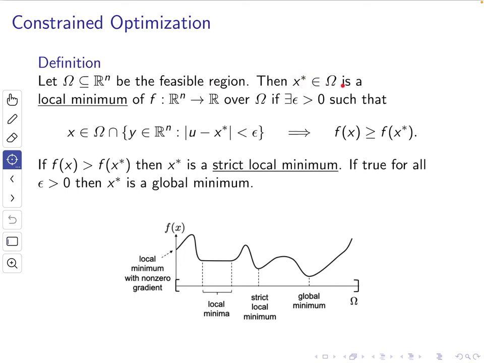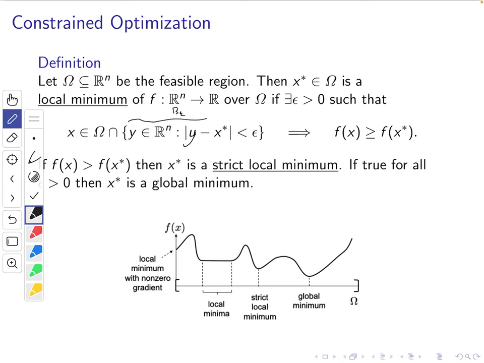Then x star in omega is a local minimum of f over omega if there exists an epsilon such that, for all x in omega intersect an epsilon ball around x star, that is, all of the elements y of Rn that are within epsilon of x star, f of x star is the smallest, or at least less than or equal to all other f of x.